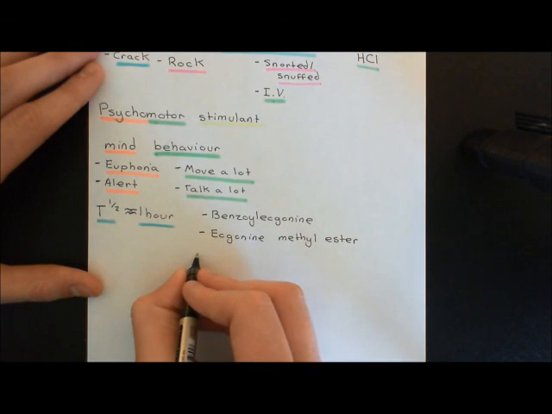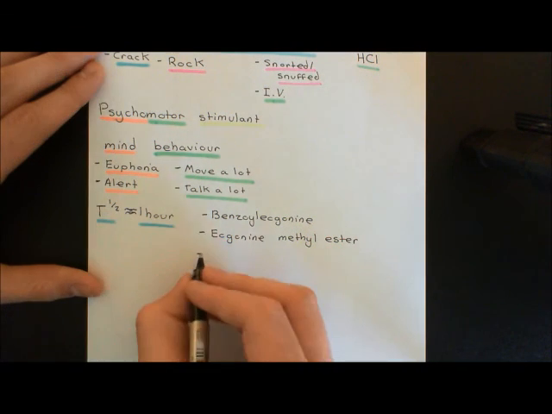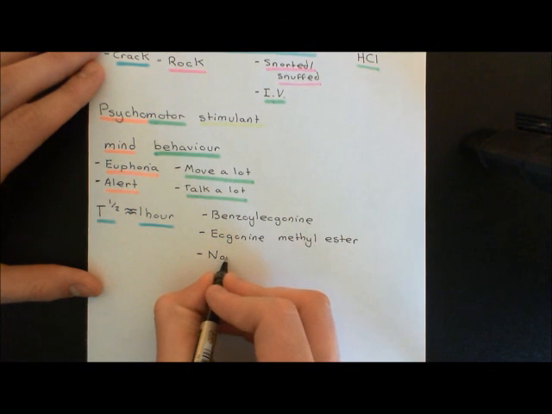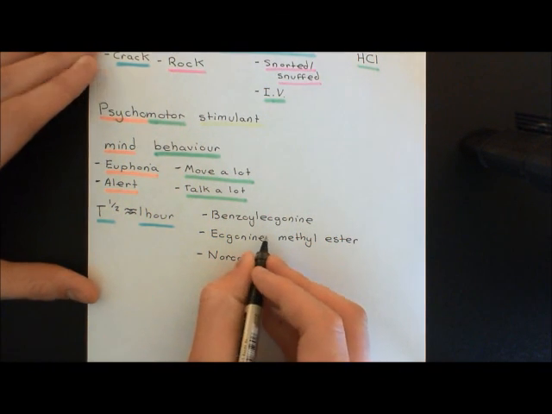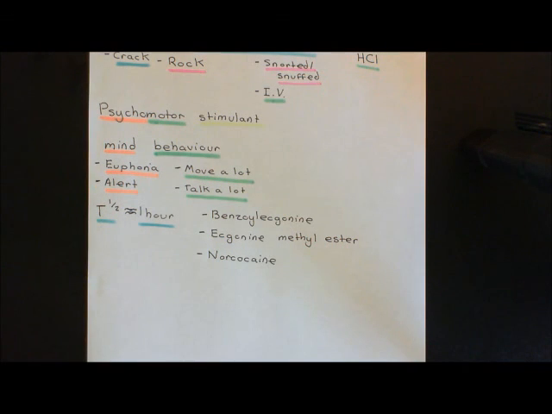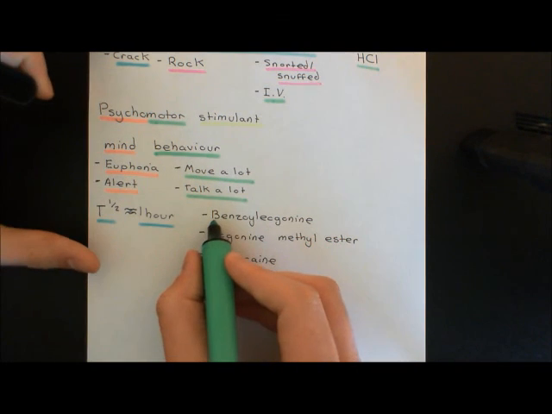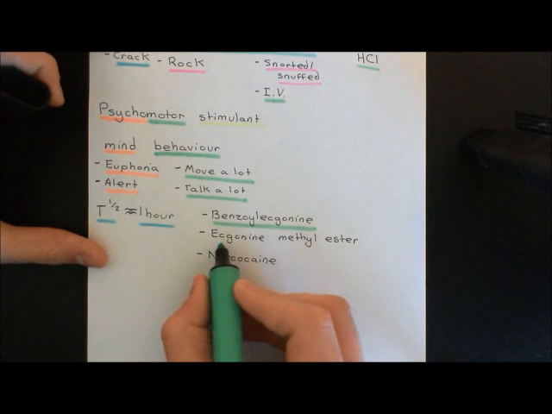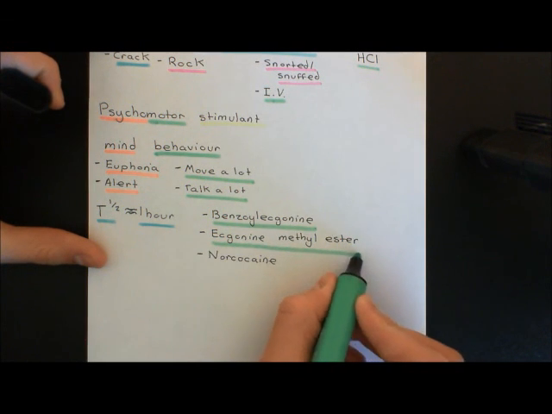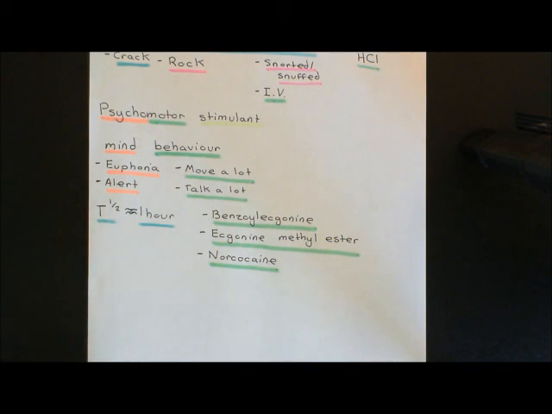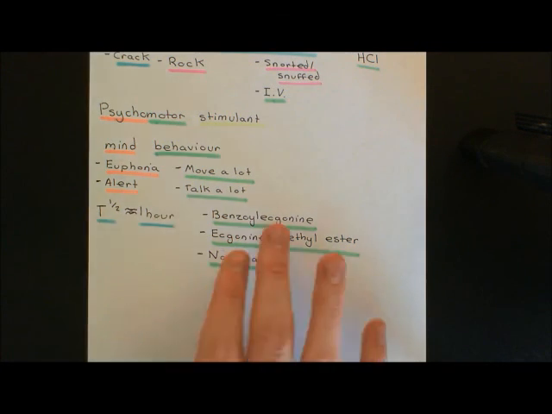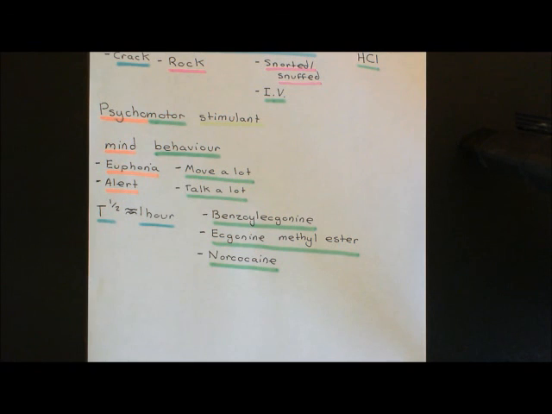A slightly less major one is norcocaine. So you also do get some norcocaine being produced, but it's not as major as benzoyl-ecgonine or ecgonine methyl ester. So these are the 3 main byproducts, or breakdown products, of cocaine. The liver will break down the cocaine and turn it into these molecules, and these molecules are then excreted in the urine.